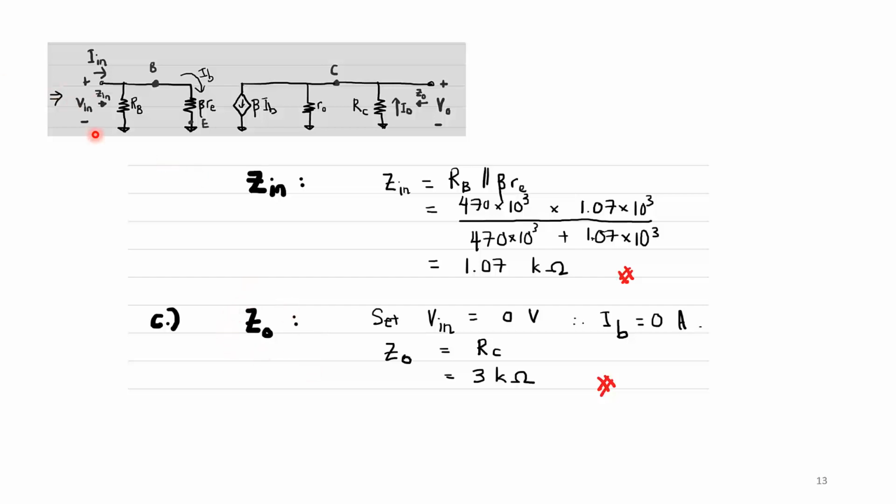Okay, Zout. For us to find Zout, we need to set Vin equal to 0, and if Vin is set to 0, that means that IB is going to be equal to 0, because by Ohm's law, Vin is equal to IB times beta RE. And beta RE is not 0, because we know beta is not 0, RE is also not 0, so it has to be IB that is 0. So the dependent current source here is generating 0 amps. So what Zout sees is only RC, because Rout we have been instructed to treat as an open circuit, approaching infinity. So Zout is 3 kilo ohms.